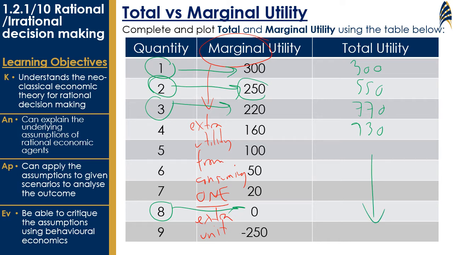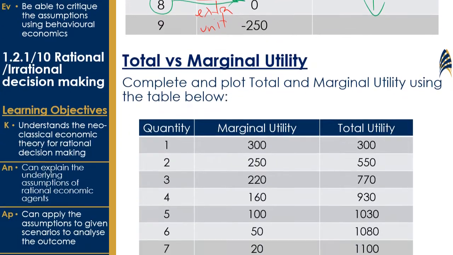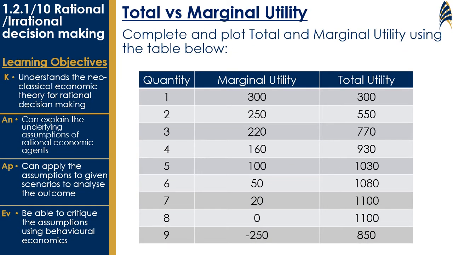Next slide. There we go. Notice it gets really bad down in minus 250. That's almost like you had the 9th unit and you had so many of whatever it is that actually you would have been better off not having it. So your total utility falls. Next slide.